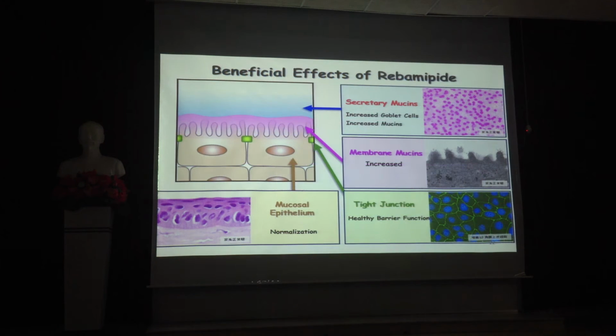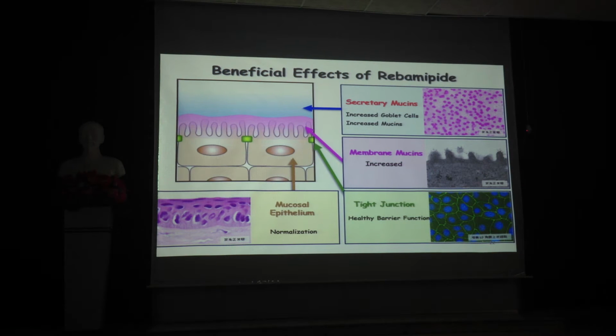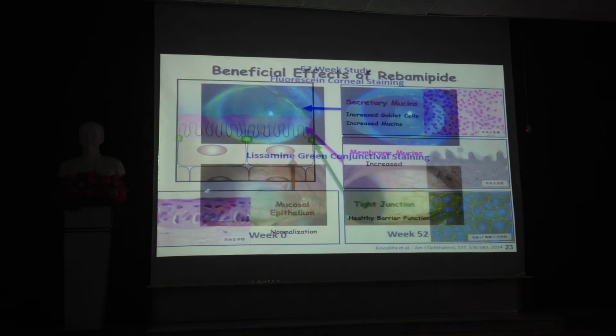This is also beneficial, but this is more like have a beneficial effect to the ocular surface epithelial cells rather than the tear itself. So the corneal epithelial cells become more normalized. For instance, membrane mucin is increased, the junction becomes normal, and the epithelial cell itself becomes more normal.